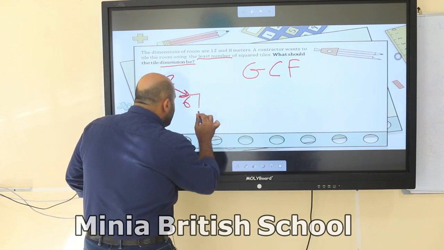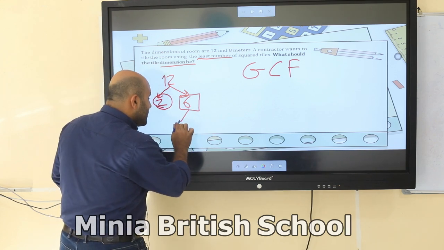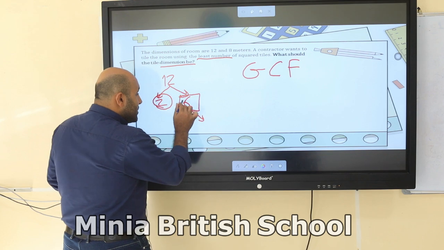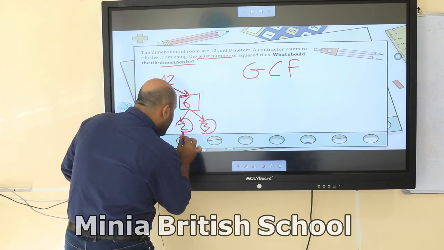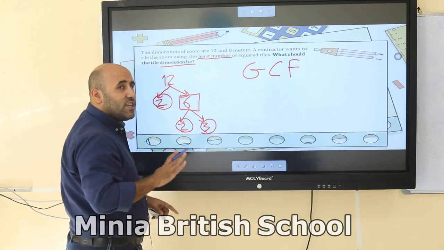6 is a composite number, put it in a square. The 6, split the square into 2 arrows. 6 equal 2 times 3. And those are prime numbers, so I put them in a circle and say stop.